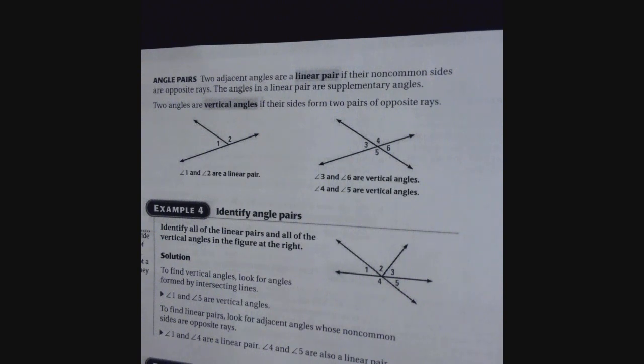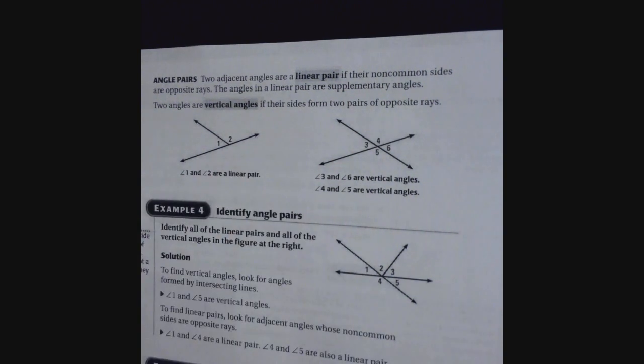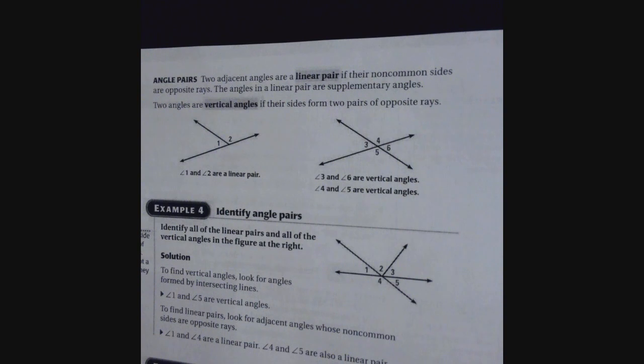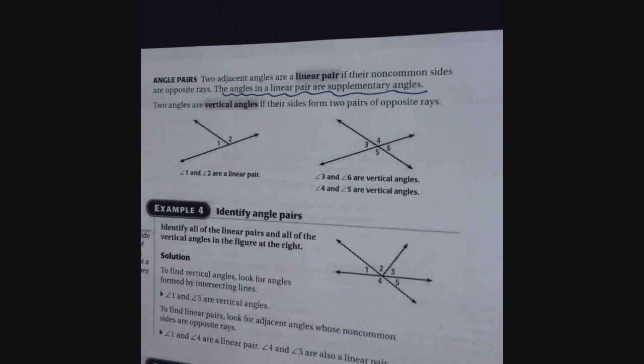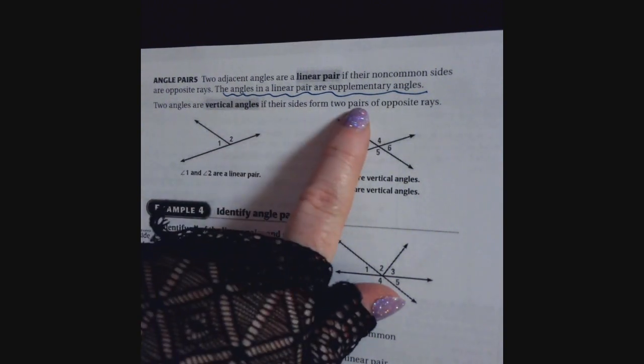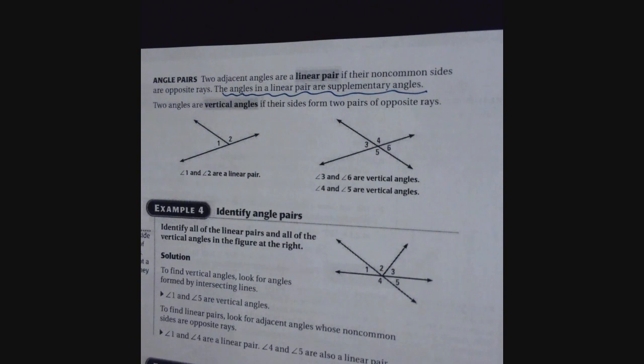So two adjacent angles are a linear pair. So you can see here angle 1 and angle 2 are a linear pair if their non-common sides are opposite rays, so this and this would be opposite rays. The angles in a linear pair are supplementary angles. This is really important, so make sure you write that down. You always take these examples and write the notes. So anytime they tell you it's a linear pair, or you can see it's a linear pair, you know it adds up to 180.